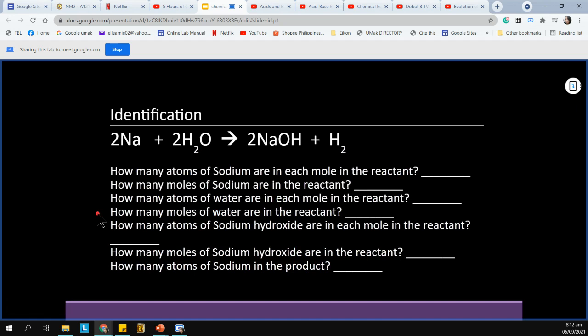Ma'am, I have a question. Yes, Patrick. About the earlier question, how many atoms of sodium hydroxide are in each mole in the reactant? Why was the answer 1? When you say each mole, you're not going to consider the coefficient. Sodium hydroxide, sorry. Sodium hydroxide, how many moles are in the reactant? It's 2. But here, how many atoms of sodium in the product? It's still 2, not 1, because you multiply the coefficient to the sodium.